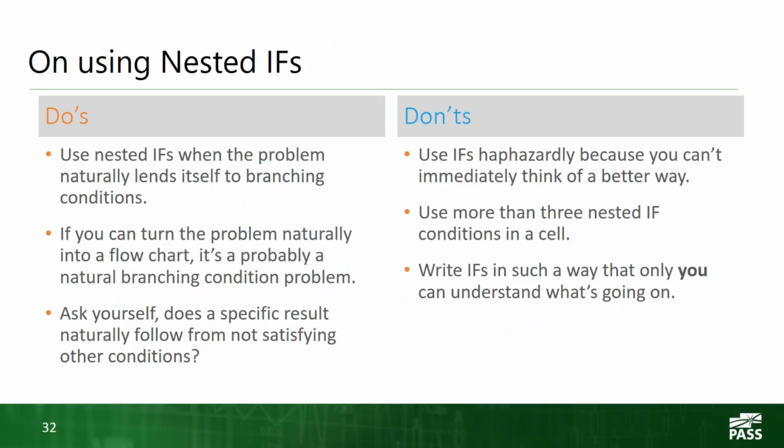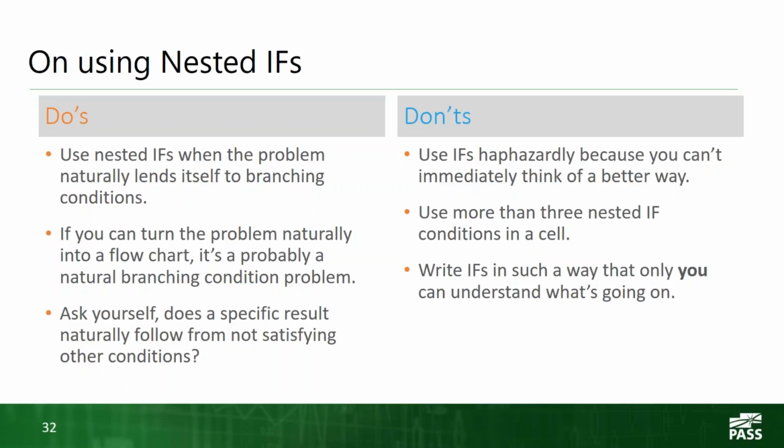So here's the thing. I'm not going to argue you can't use nested ifs. I use them all the time. But here's what I'll say. You should use nested ifs when the problem naturally lends itself to a branching condition. Now, what does that mean? Well, in short, you can make it very easy on yourself. Can you draw a flowchart naturally from this problem? If you can, great. That's a great nested if problem.